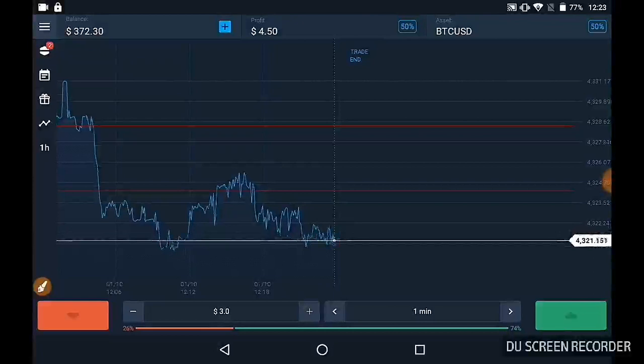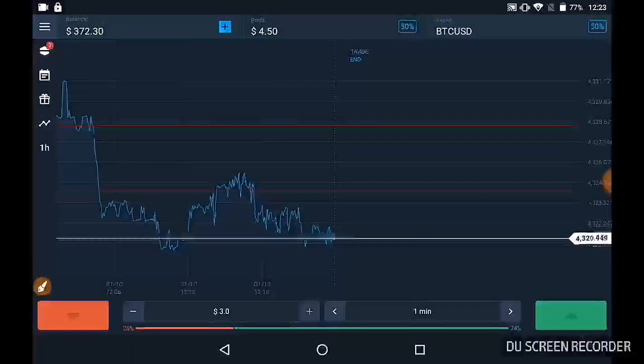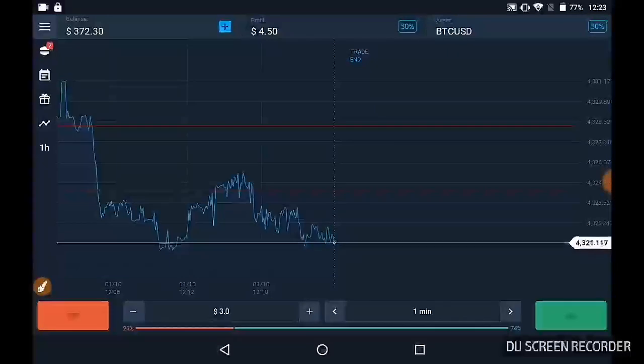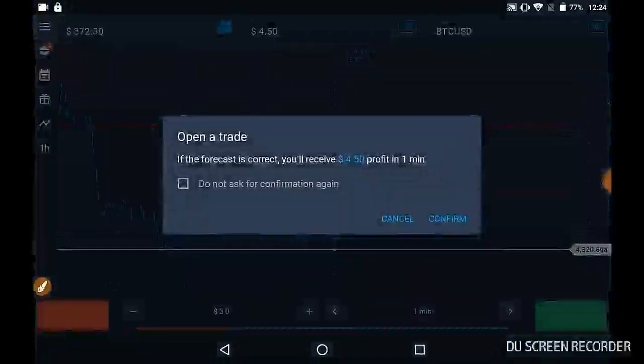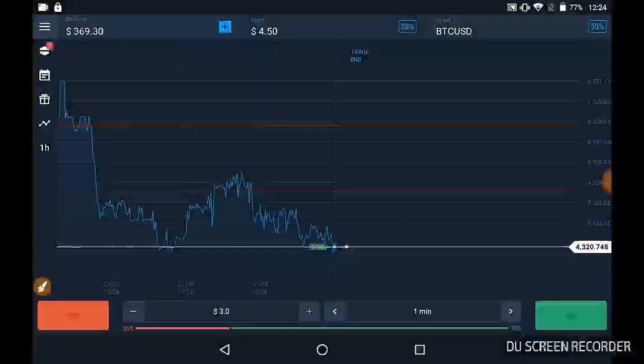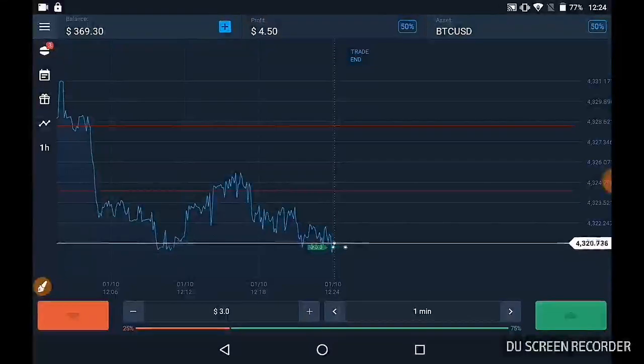So let us assume right now we are on a down tick. So I'm going to bet that it's going to go up. So I pressed this, it asks for confirmation, we can get rid of that. And now it shows you that green line, which is I bet $3 that the price is going to go up.